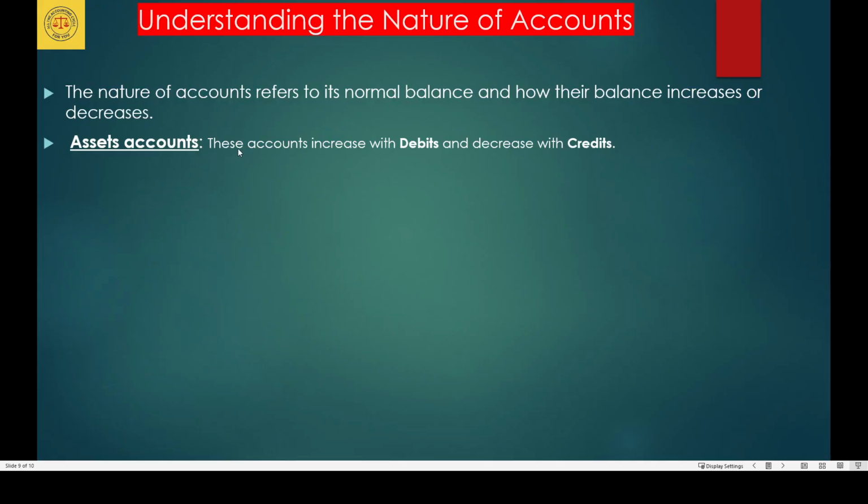Asset accounts. The natural balance of these accounts is debit. That means these accounts increase with debits and decrease with credits. So all the time, my balance should be a debit balance. In other words, the debits should be higher than the credits, or the debits and the credits can be equal, so my balance is going to be zero.